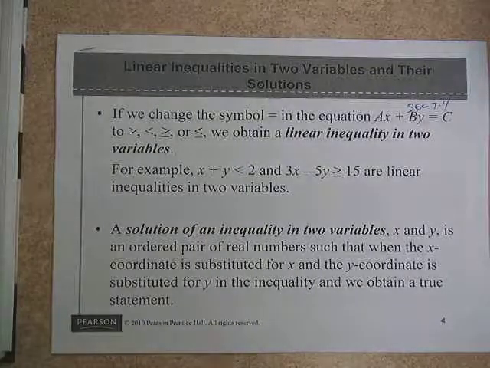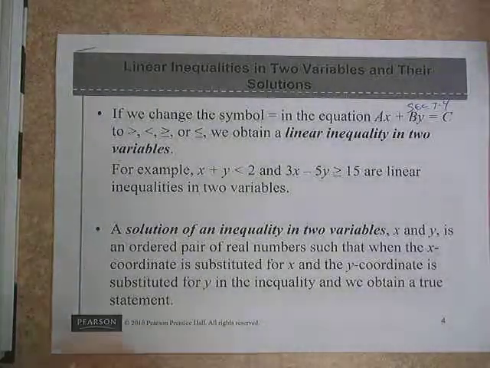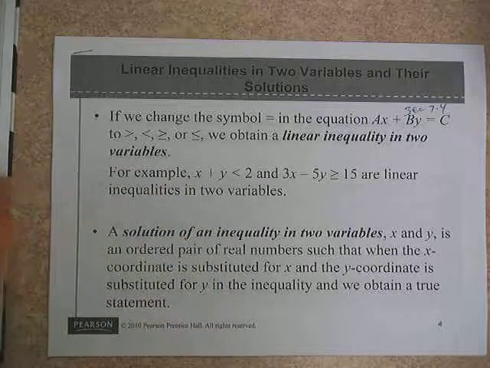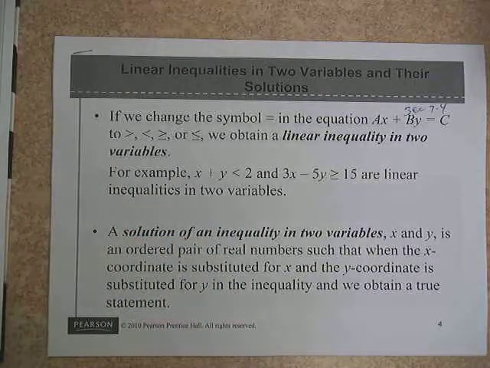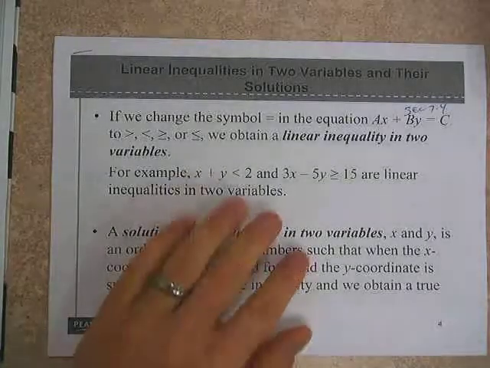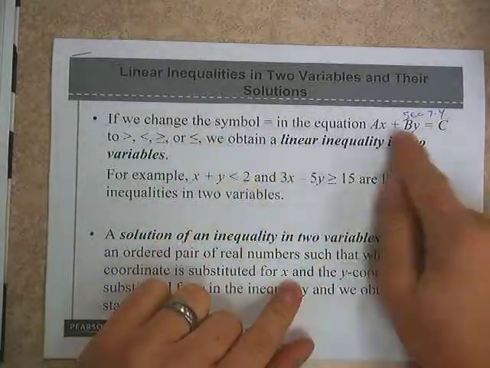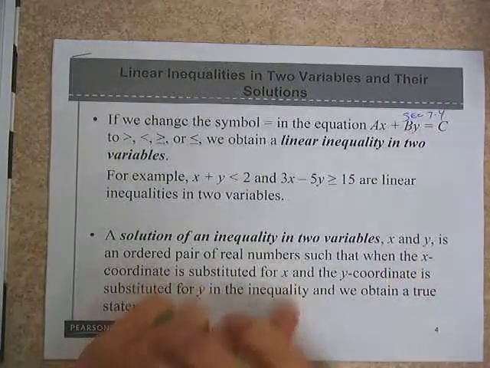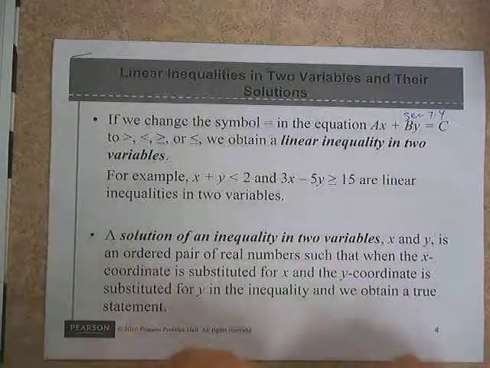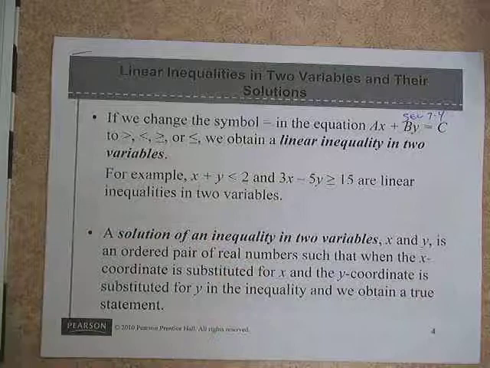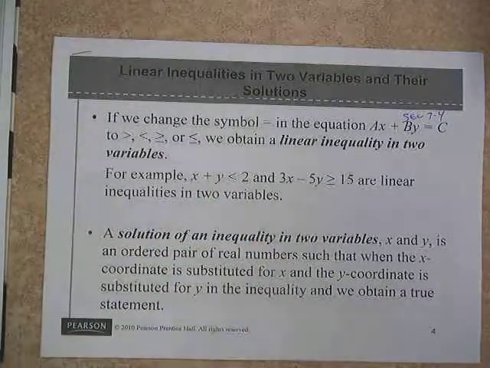Okay, in section 7.4, we're going to be dealing with linear inequalities in two variables and their solutions. We'll do some similar work to what we did with linear equations in two variables. Ultimately, what it boils down to is, if we have a line written in standard form, and we change the equal sign to one of the inequality signs, we obtain a linear inequality in two variables.